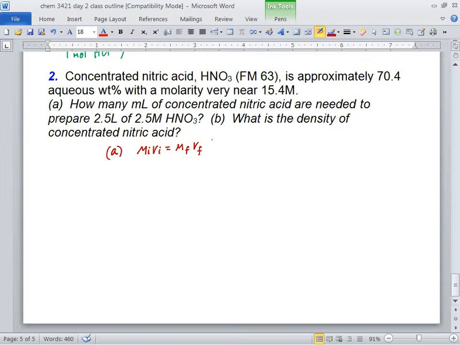So figure out what the final concentration is, right? And they want to know how many milliliters of concentrated nitric are needed, so you're going to solve for VI. The other ones you should be able to find.